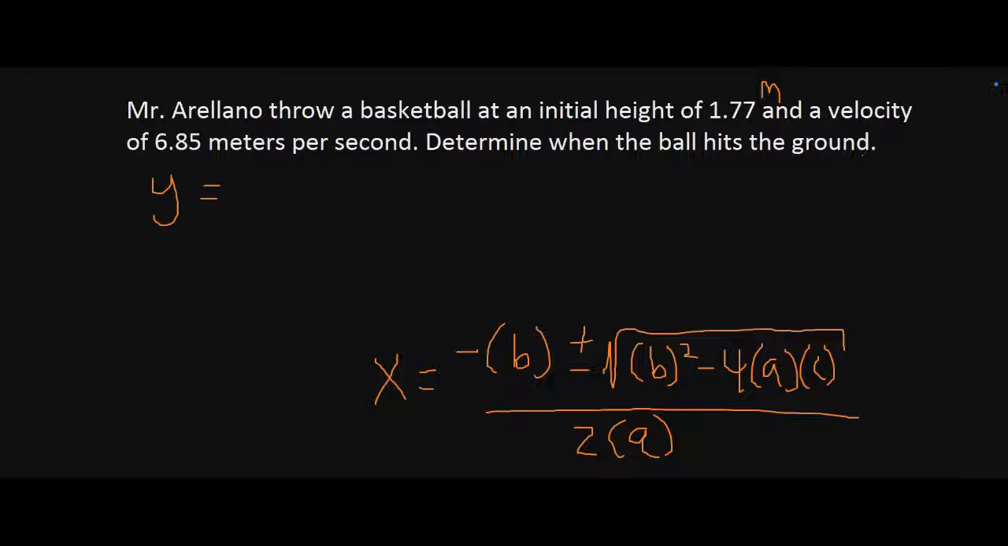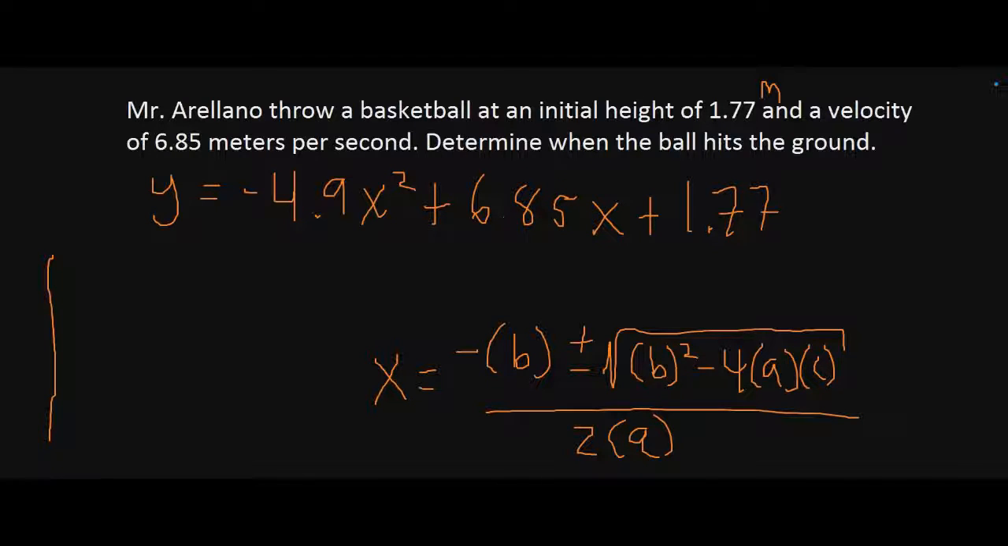So let's go ahead and write our equation. We always do negative 4.9x squared. The negative 4.9 comes from gravity. Gravity is actually negative 9.8, but it's half of gravity when we do it with the quadratic equation. Then our velocity goes here, so it's 6.85x plus 1.77. Now we want to find out when the object hits the ground.